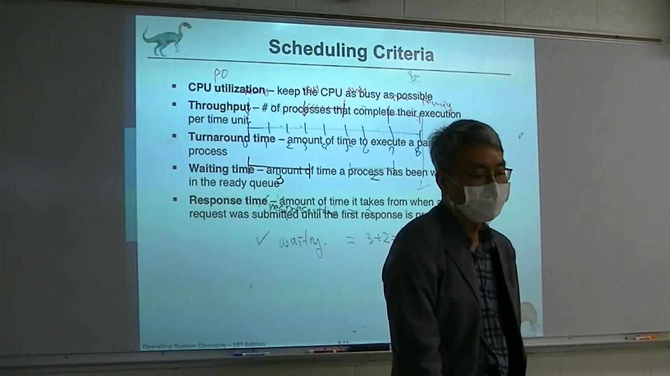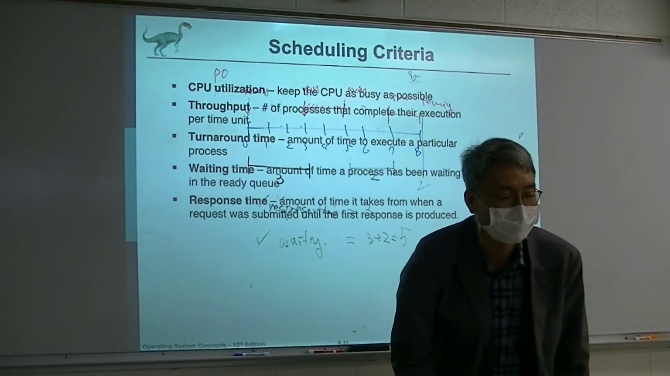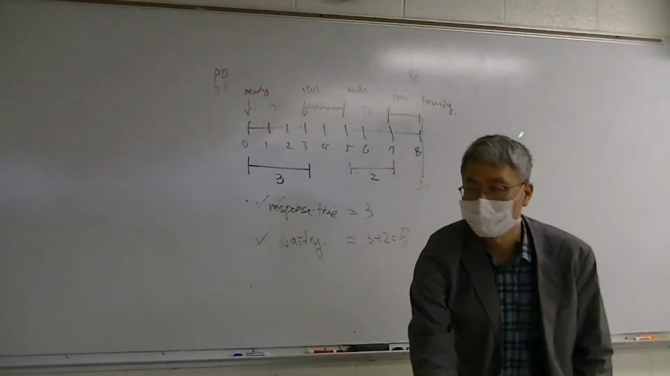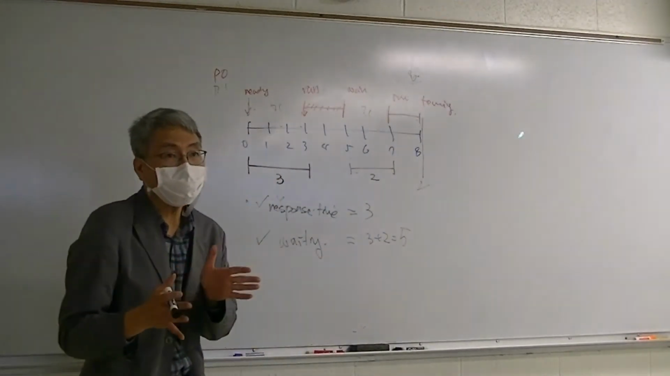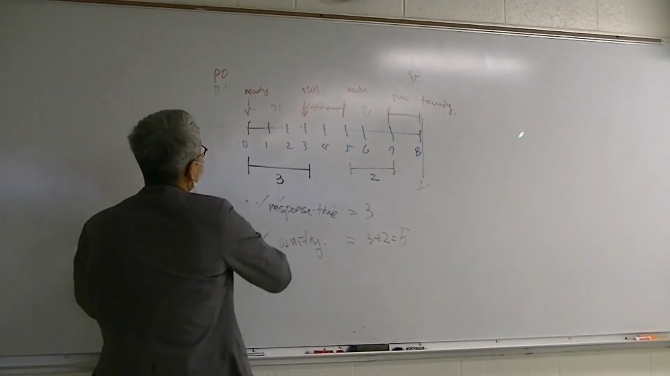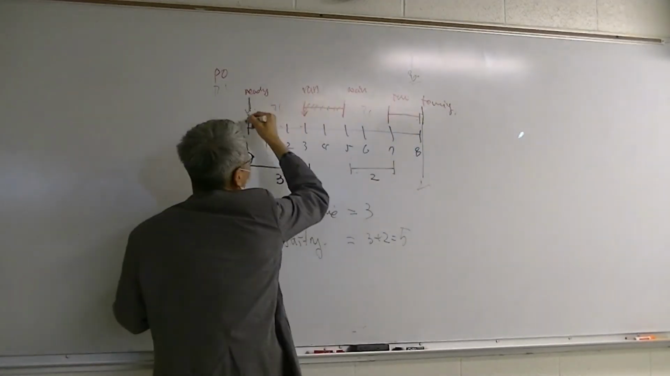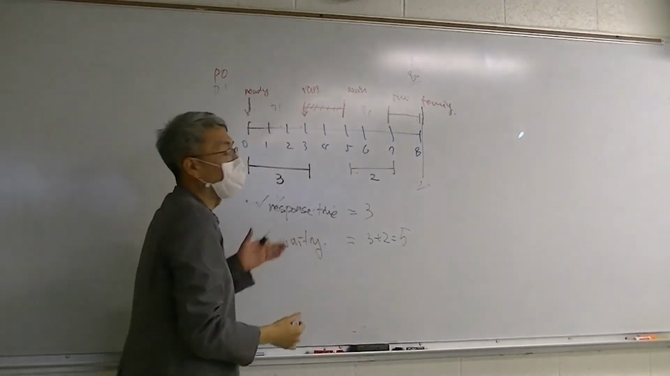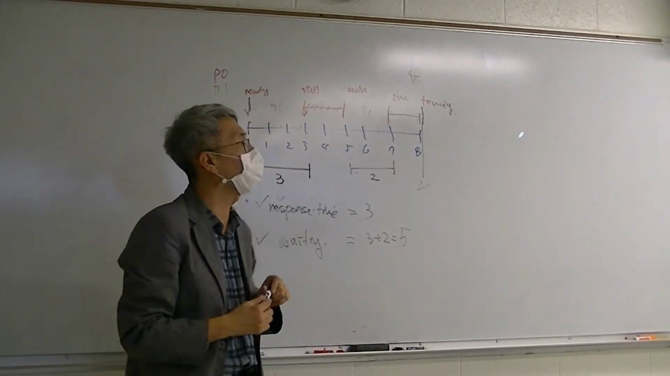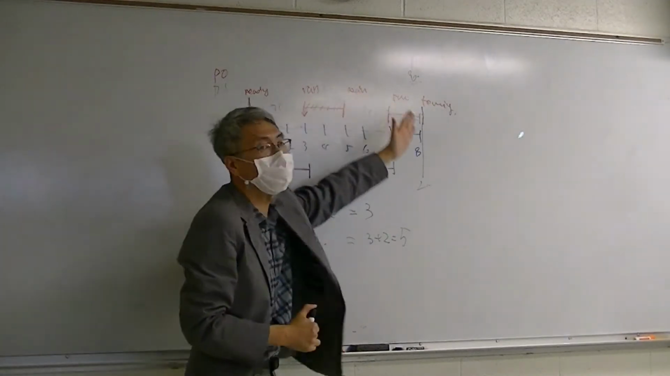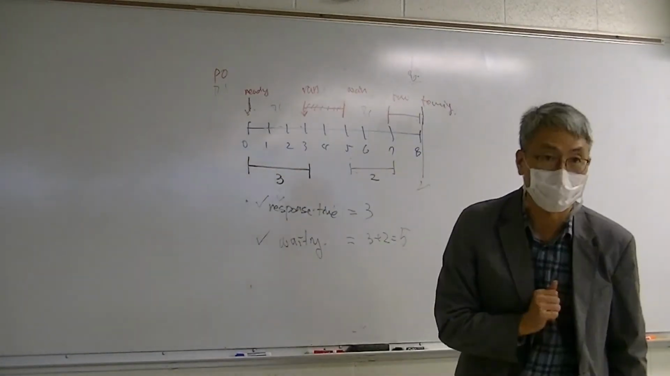And there is one more, turnaround time. Turnaround time is from the beginning to the end, which means it starts from here and ends here. Turnaround time is the total time that includes the CPU time as well as the waiting time. It's 8 time slots. So turnaround time is the total amount of time to complete the process.